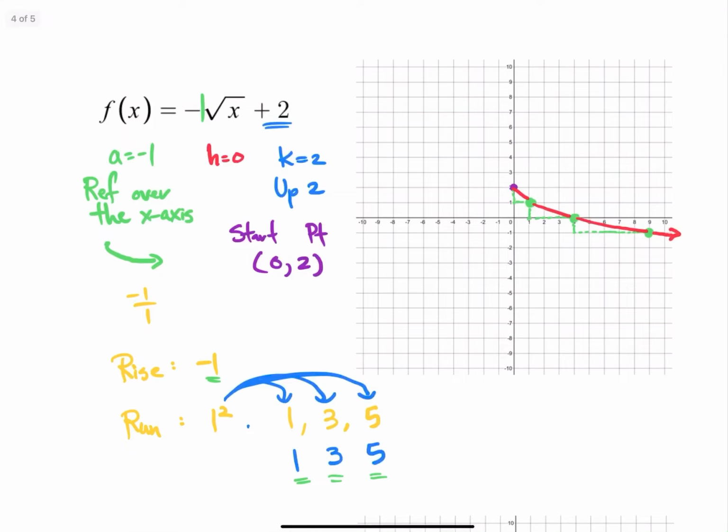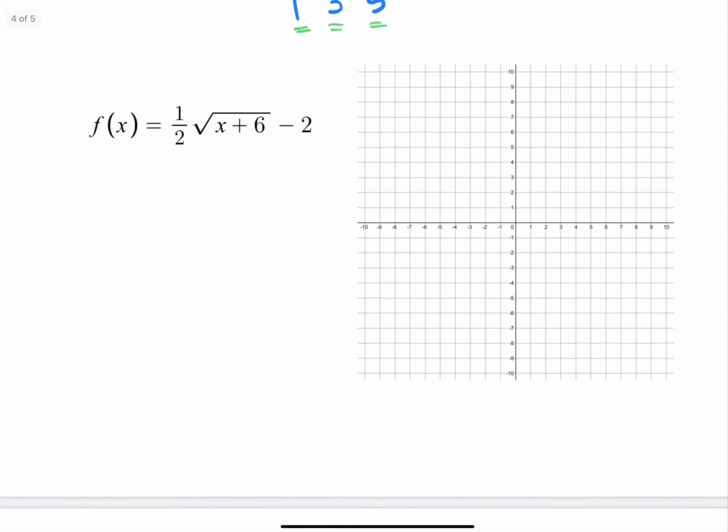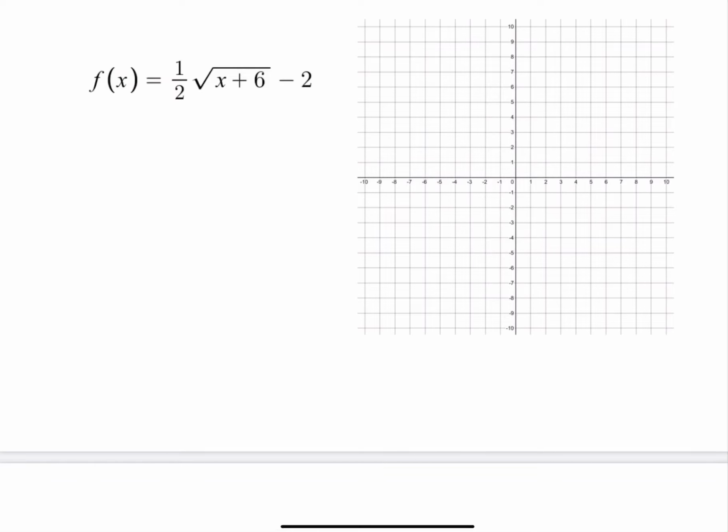All right, let's try another one. This next one, slightly different. This time our a value is a fraction. So our a value here is going to be 1/2, which means it's going to be squished because it's between 0 and 1. So it's going to be a vertical compression, but a lot of teachers will still say it's a vertical stretch, which is perfectly fine. So I'll write it out as a vertical stretch, but it has a scale factor of 1/2 here.